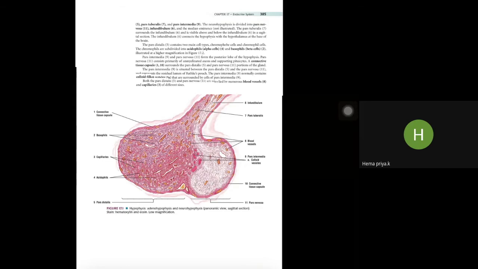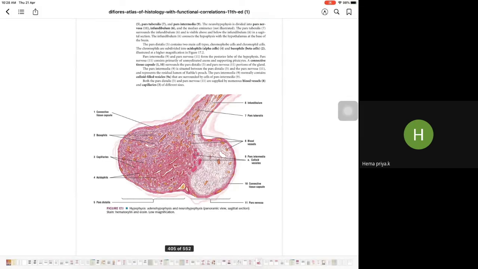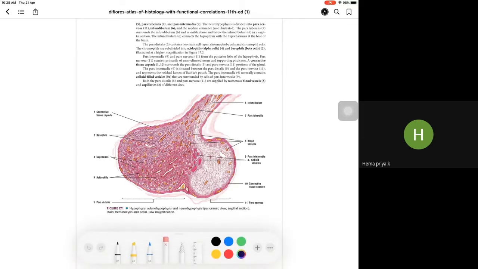Figure 17.1, hypophysis, adenohypophysis and neurohypophysis, panoramic view, sagittal section, stain hematoxylin and eosin, low magnification. On the left, there is connective tissue capsule, basophils, capillaries, acidophils, and pars distalis, one half. On this side, infundibulum, pars tuberalis, blood vessels, pars intermedia, colloid vesicles, connective tissue capsule, pars nervosa. Usually adenomas arise from the anterior lobe.